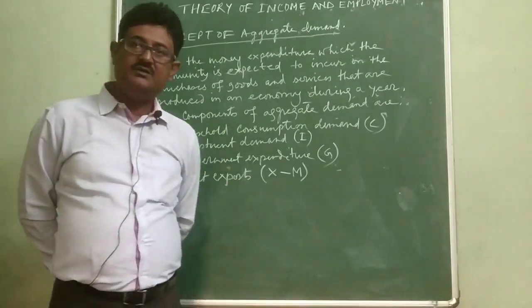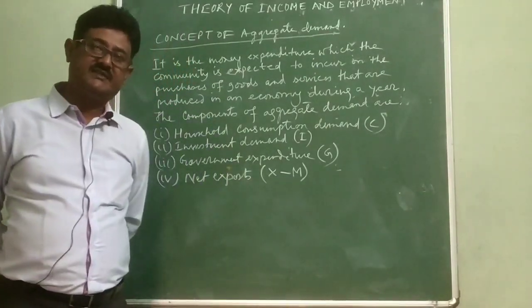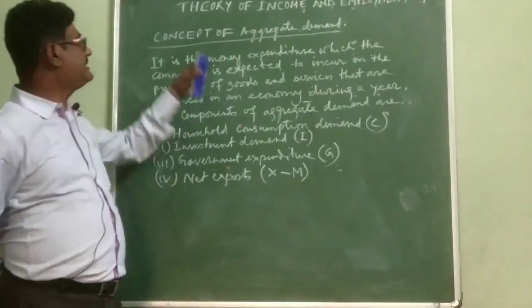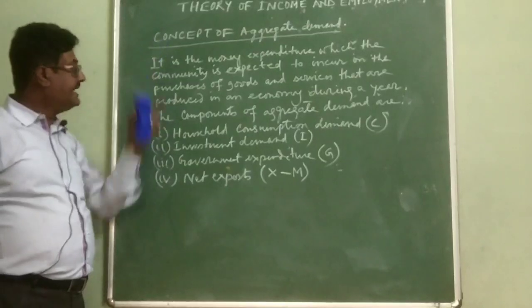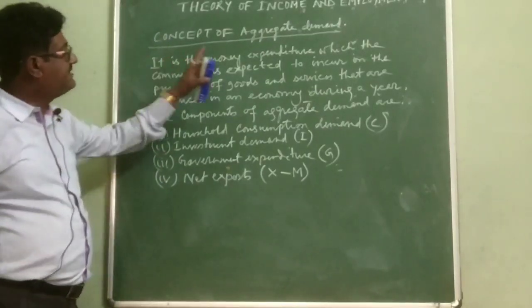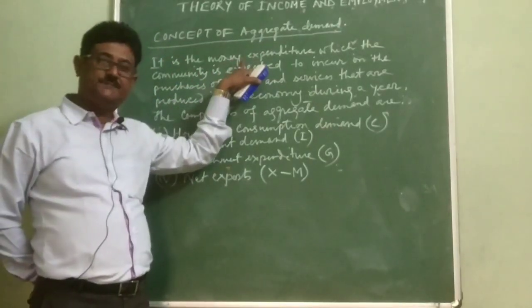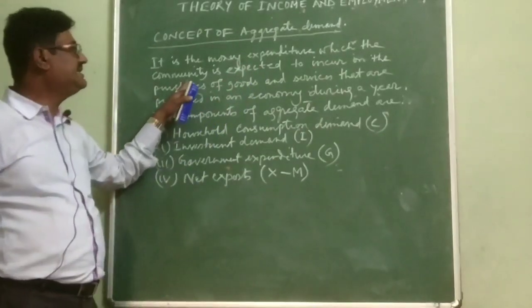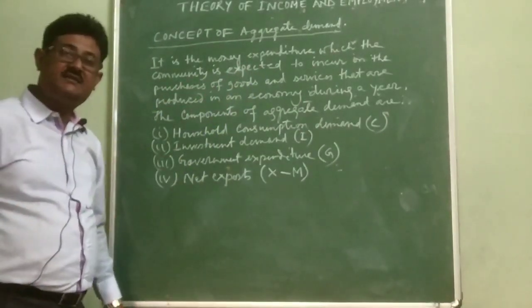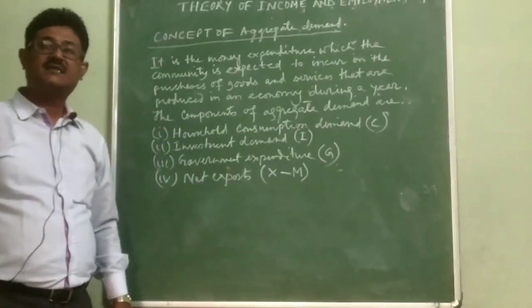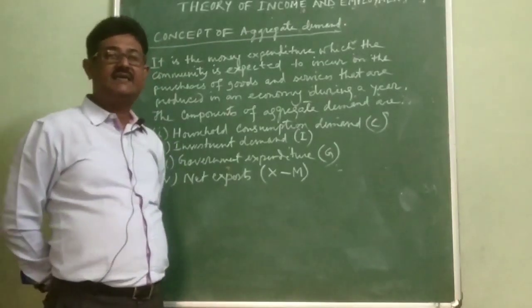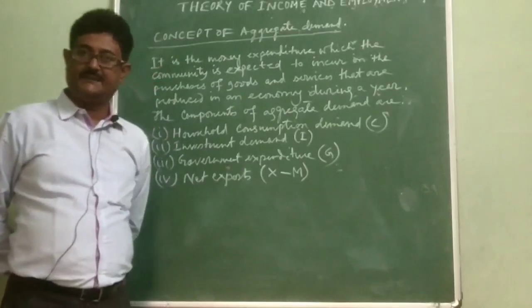So before going into the discussion of the same, first of all we must know what is aggregate demand. Aggregate demand refers to the money expenditure which the community is expected to incur on the purchases of goods and services that are produced in an economy during a year.